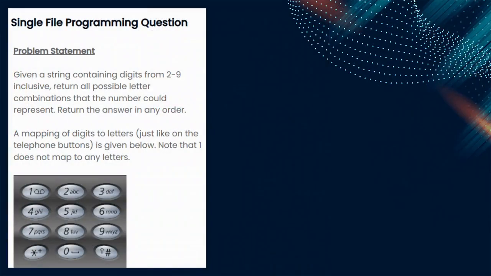The first problem given to us is: given a string containing digits from 2 to 9, write all possible letter combinations that the number could represent. Here, for example, if 2 is given, the corresponding string is ABC. If 3 is given, the corresponding string is DEF. We need to form all the possible combinations of these strings.